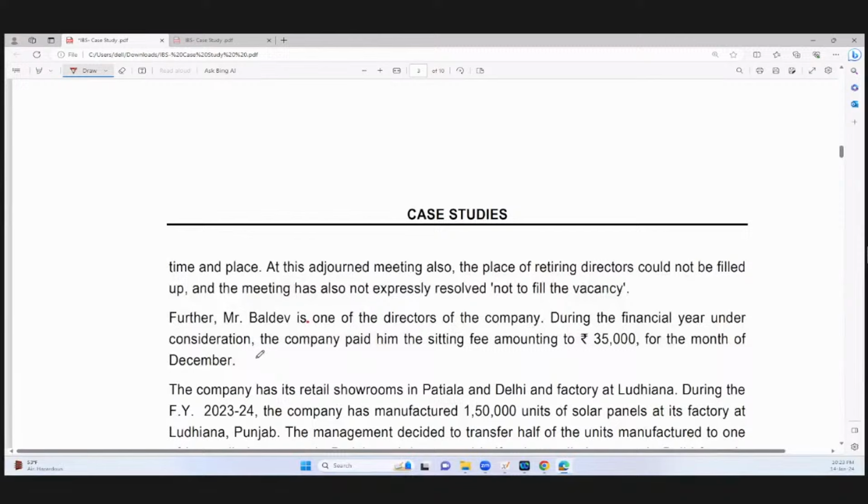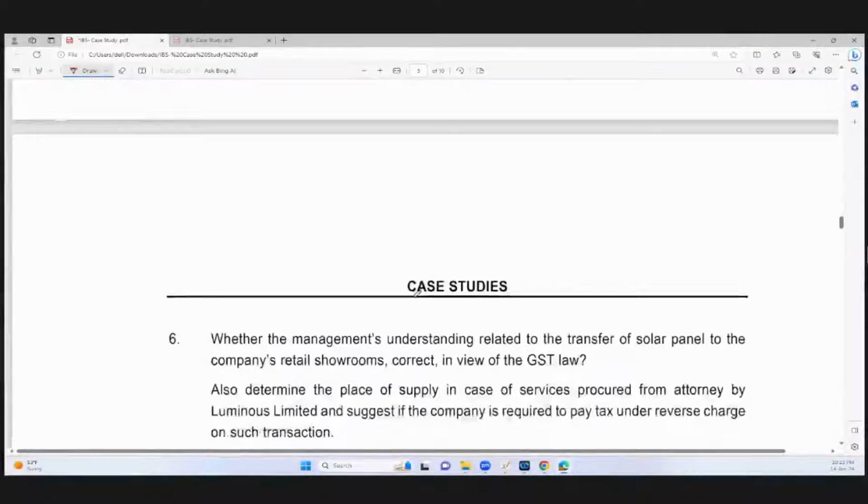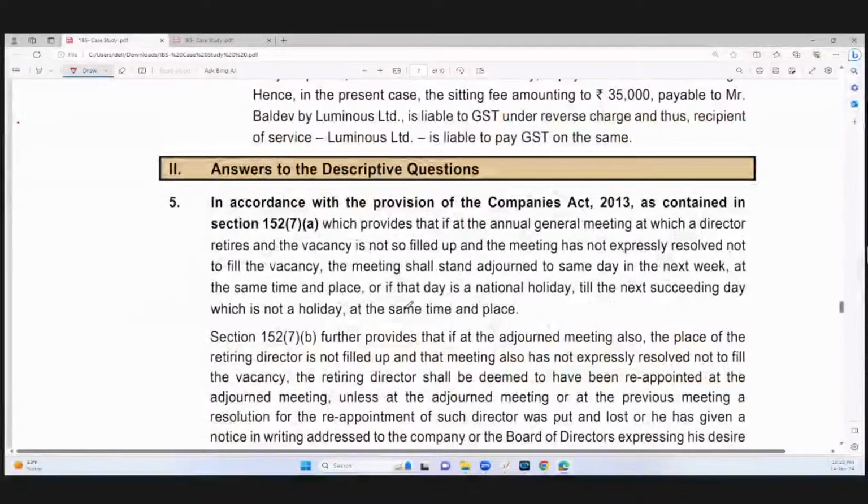But at the adjourned meeting also, if the place of retiring directors could not be filled up, the meeting has not expressly resolved. अब इस case में क्या होगा? So we will look at the provisions of this section. In accordance with the provisions of Companies Act 152(7)(a), which provides that if at the AGM at which a director retires the vacancy is not filled up, the meeting will adjourn to the next week, same time, and if it's a public holiday, the next succeeding day which is not a public holiday. It is stated in these provisions.